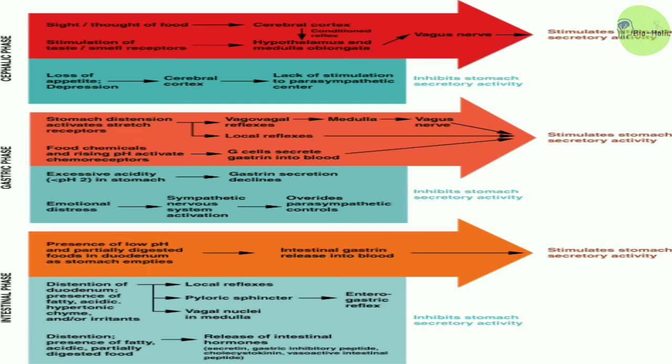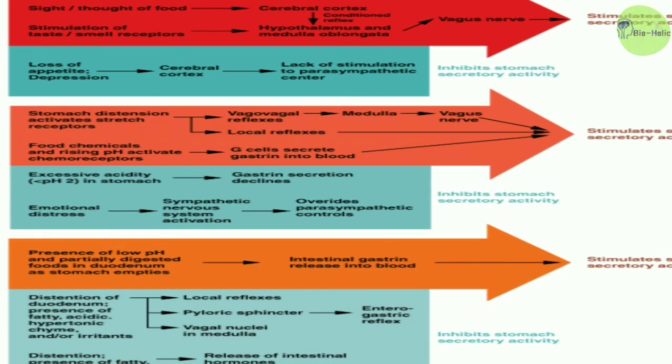Now the second one is the gastric phase. Stomach distension activates stretch receptors, and the food chemicals and rising pH activate chemoreceptors. This signal is sent to the vagovagal reflex. This vagovagal reflex is then sent to the medulla and the vagus nerve. The local reflexes are also activated. This also sends stimulation to the vagus nerve.